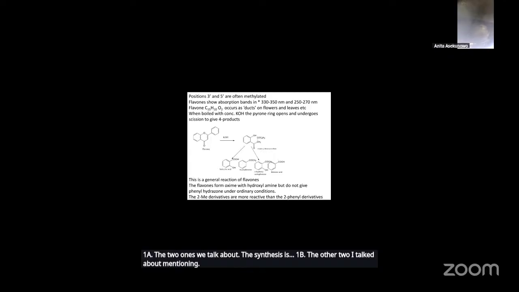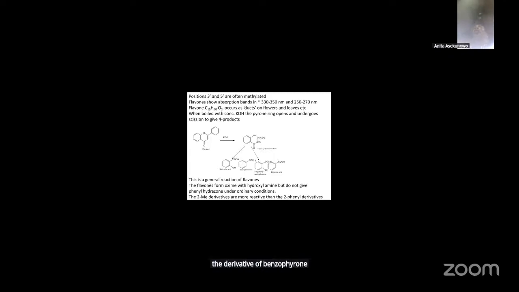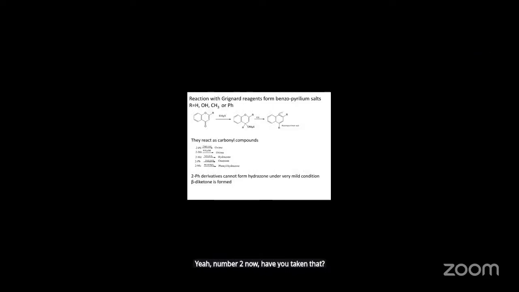The first one is 1A, the synthesis is 1B, and mentioning the derivatives of benzopyrone is 1C. Then this one is number 2. Question number 2 now is where we are. Are we taking that? Yes, ma'am. So question number 2B.